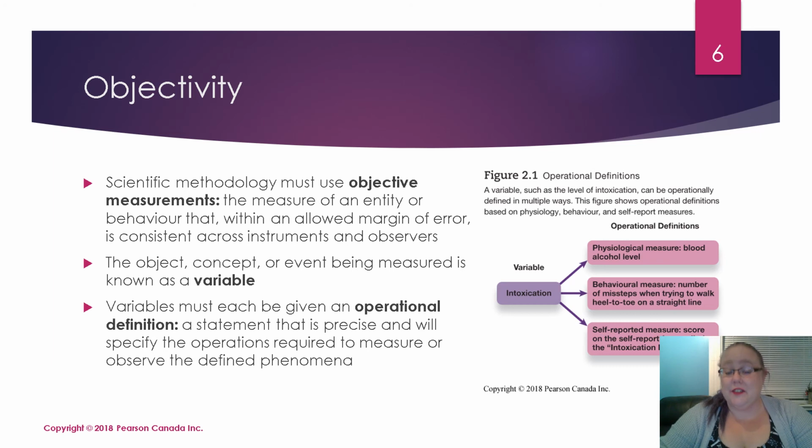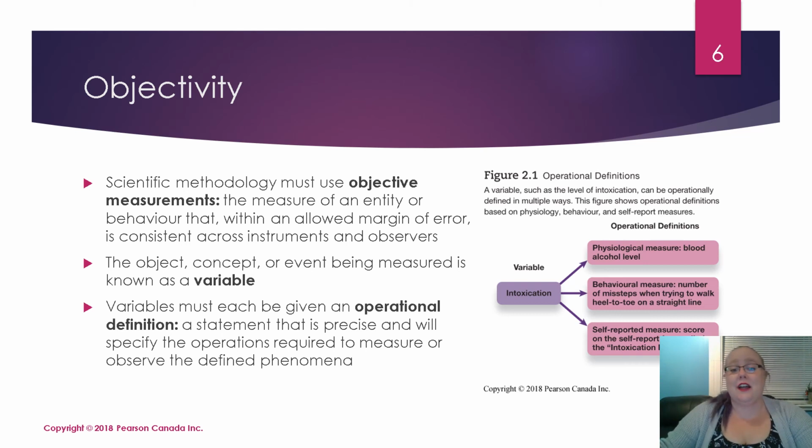So with respect to objectivity, scientific methodology must use objective measurement. Basically, the measure of an entity or behavior, whatever it is you're measuring, the variable, within an allowed margin of error is consistent across instruments and observers. So again, it's not taking into account personal bias or assumptions or opinions or emotions. You're kind of free from all of those constraints. And if you remember when we talked about critical thinking in the last chapter, you'll notice that a lot of these key criteria for good scientific research correspond quite well with the key criteria for critical thinking.